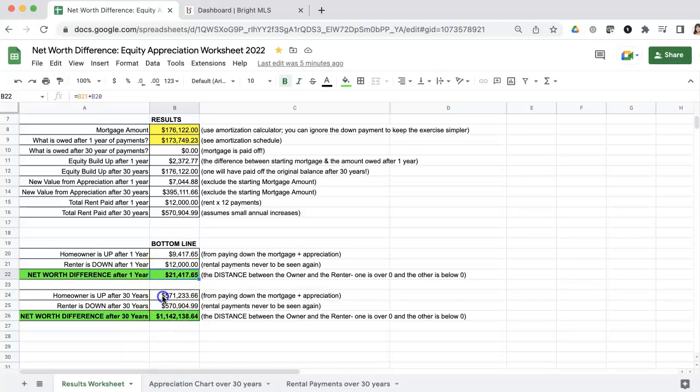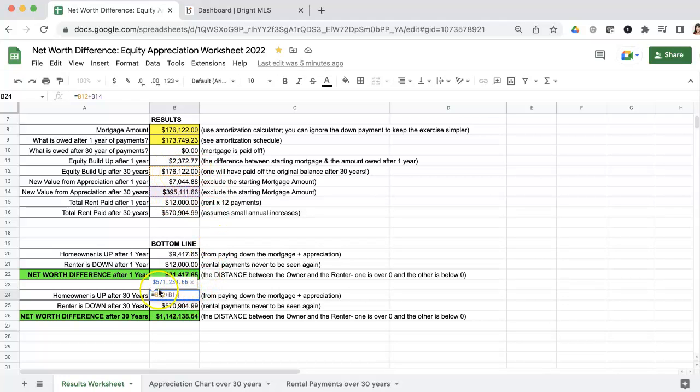In the 30-year example, you have the equity buildup by paying down the mortgage. That's the original mortgage amount, and the new value from appreciation. Again, this doesn't include the down payment. So if somebody put in a down payment, then they would also earn appreciation on the down payment. But just to keep it simple, like I said, we're just going to work off of a 0 down payment assumption. So the new value of the home after 30 years is $395 above and beyond the original payment of the home.